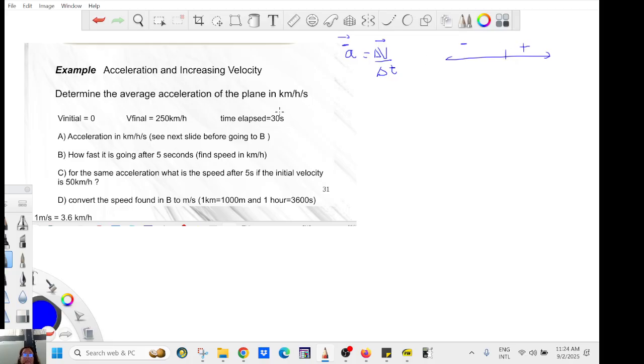So this is a very simple problem, right? Delta V, by definition, each time you see a delta, that will be the final minus initial. So each time you see delta, it means final minus initial. We are not going to change the unit, okay?